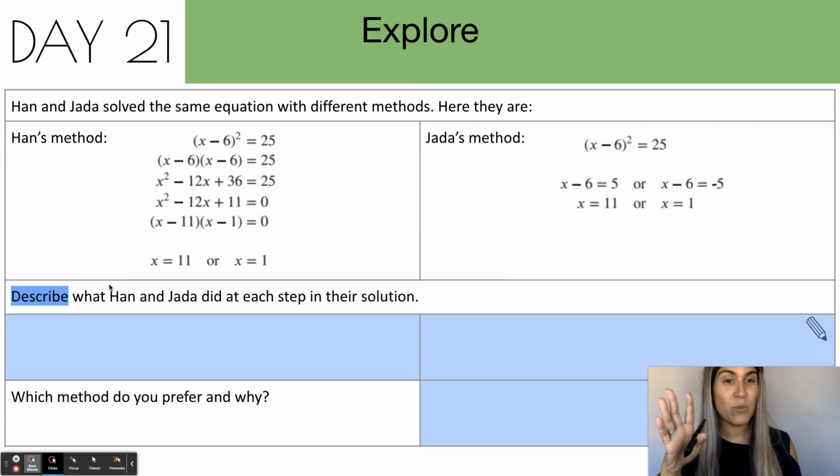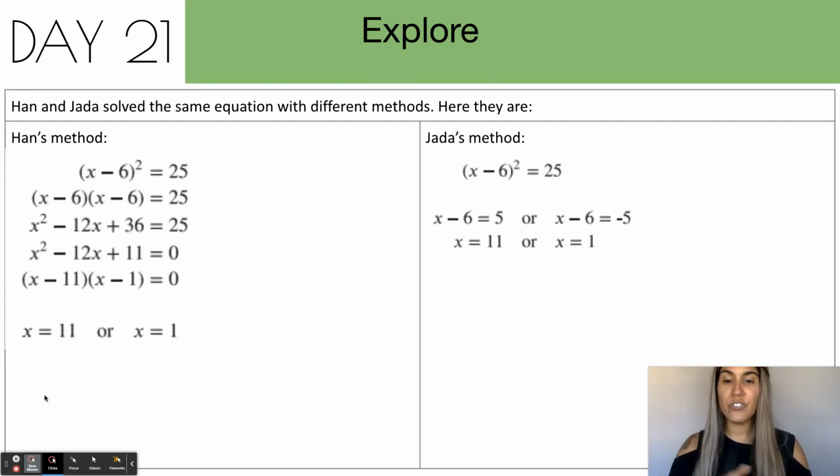This lesson is day 21. There is a portion of this lesson that says, Han and Jada solve the same equation. So they give us Han and Jada's equation. Then they ask the students to describe what Han and Jada did in each step and which method they preferred. For this, especially for our multilingual learners, I would give them more space to write. I would either chunk this or give them a small organizer or a slide where they can have space to write down the steps, think of what they saw in the vocab, what is happening here, and write it down.